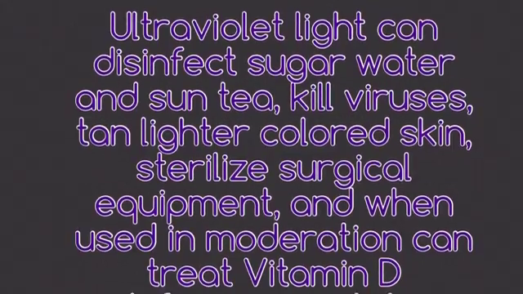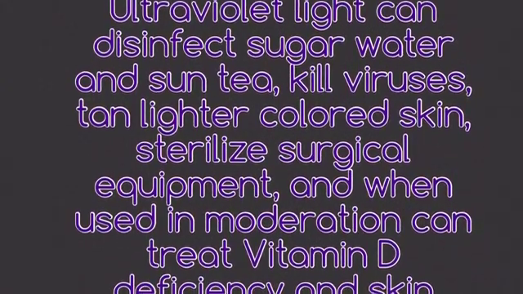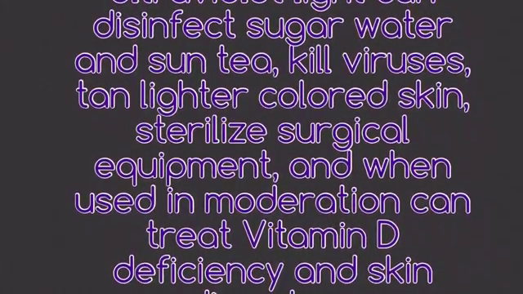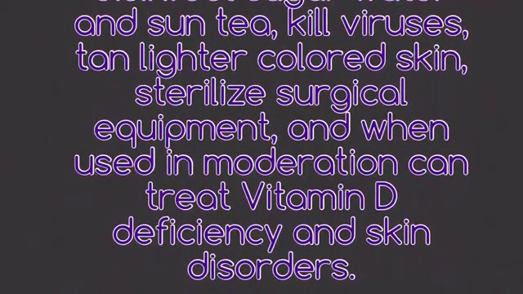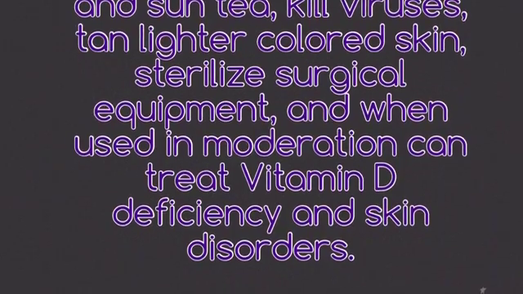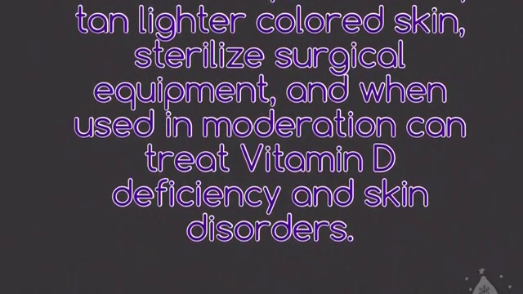Uses for UV. Ultraviolet light can disinfect sugar water and sun tea, kill viruses, tan lighter colored skin, sterilize surgical equipment, and when used in moderation can treat vitamin D deficiency and skin disorders.